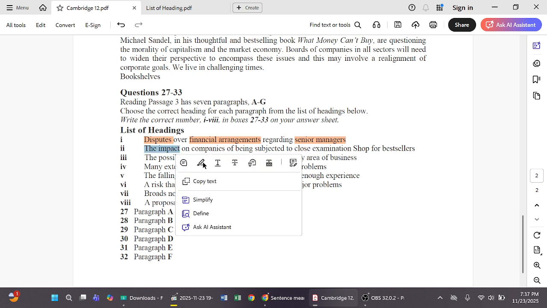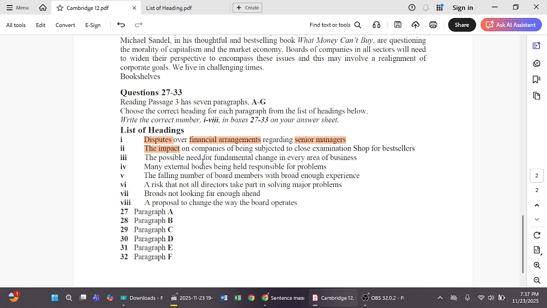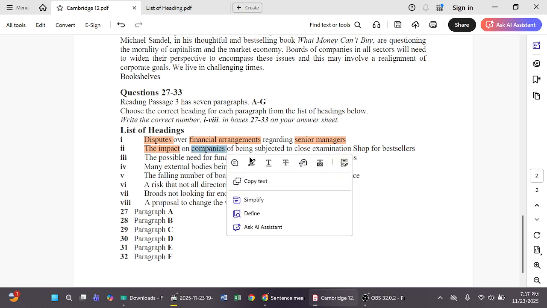That is the impact. Impact is a really critical component here. Impact means consequences or effect, something like this. They may paraphrase it, obviously, with something like "as a result" or other alternative expressions. So the impact on companies means the effect on companies for something.